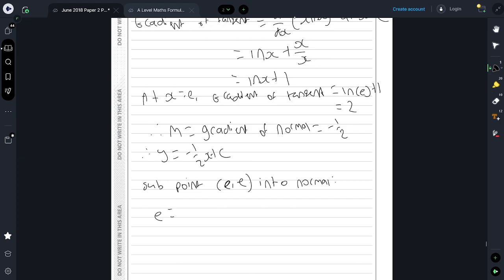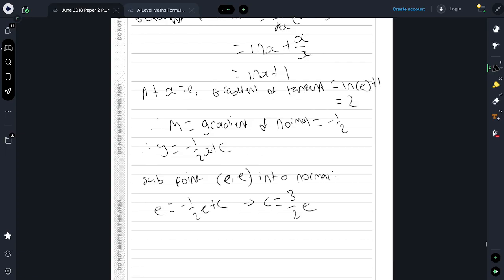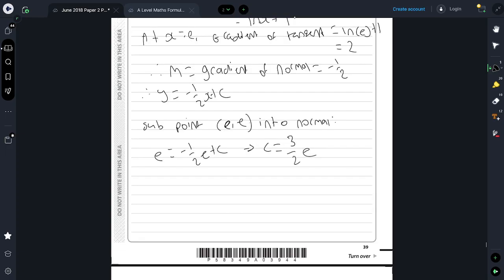So then you get e, which is minus a half e plus c. Well, that will have to mean c is 3 over 2 e, right? 1.5e minus a half e gets you 1e. Cool. So therefore y is minus a half x plus 3 over 2 e.